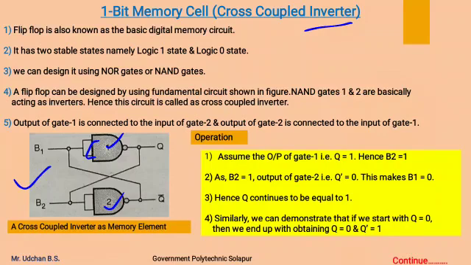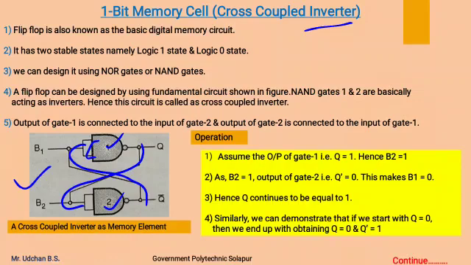as the output of gate 1 is connected as input to gate 2 and output of gate 2 is connected as input to gate 1. This is how the outputs are cross coupled, therefore this circuit is known as a cross-coupled inverter.